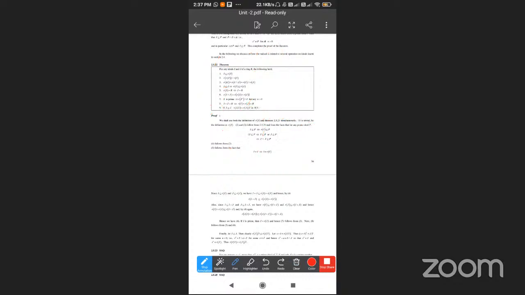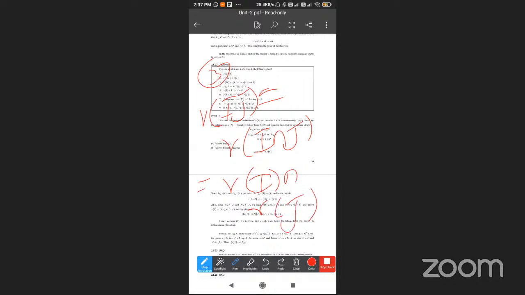This is the second part. Now the third: the radical of IJ is equal to the radical of I intersection J, which is equal to the radical of I intersected with the radical of J.